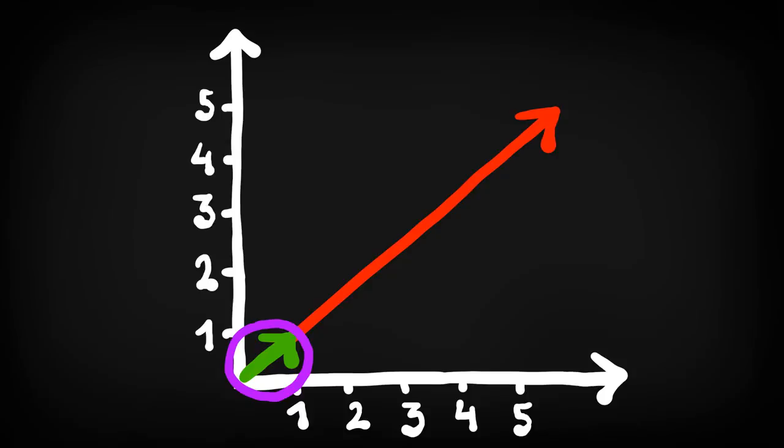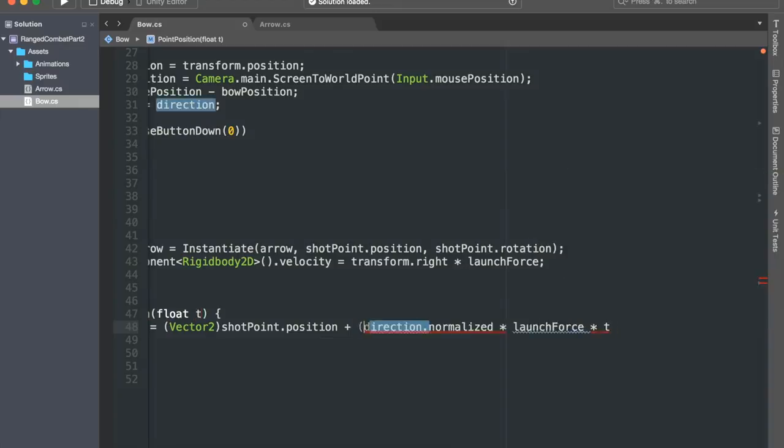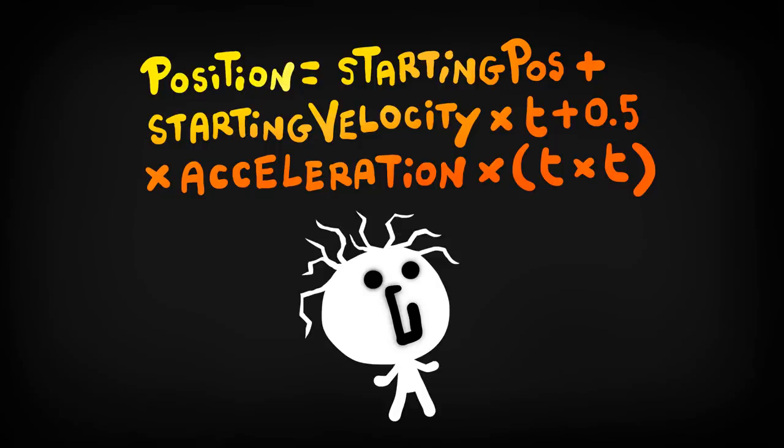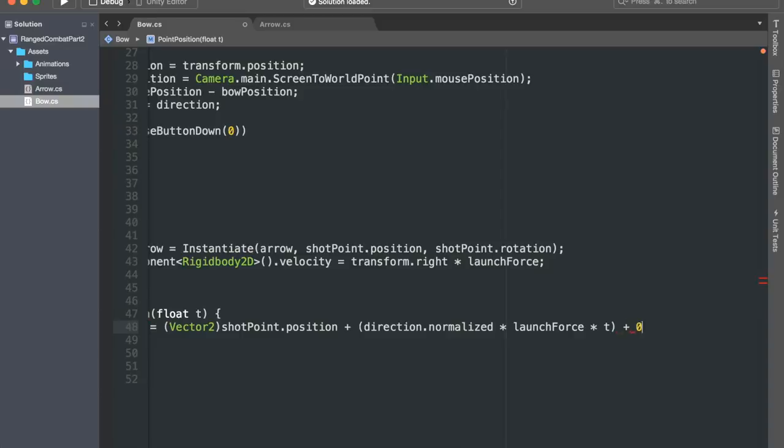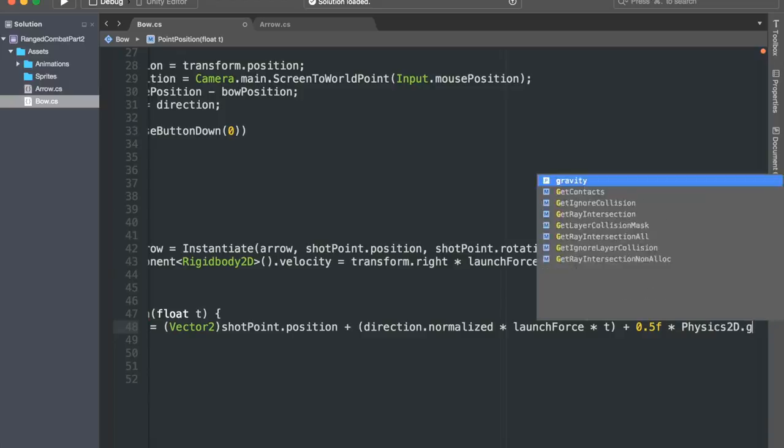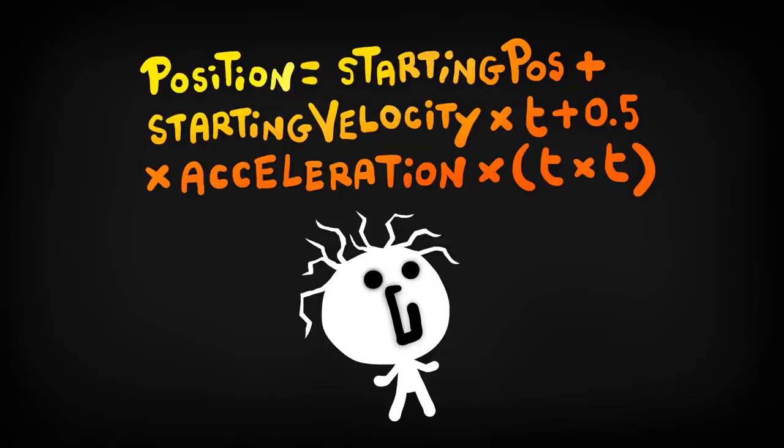We're taking the normalized direction so that it only takes into account the direction of the vector and not the size of it. Basically, a normalized vector is just the exact same vector, but restricted inside of a one unit circle. And then we just need to multiply that velocity with time, and so we'll just add times t. Let's wrap these three terms inside of parentheses. Then we need to add 0.5 times our acceleration force, which in our case is simply gravity. So I'll say plus 0.5 times Physics2D.gravity. And finally, we just need to multiply with t squared. And that's the calculation done.